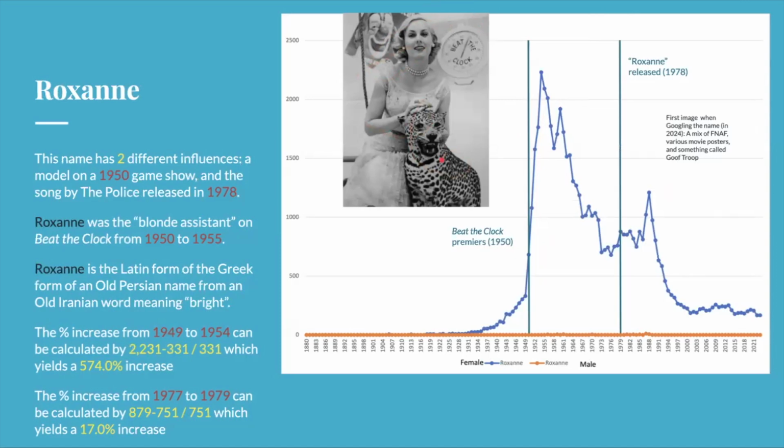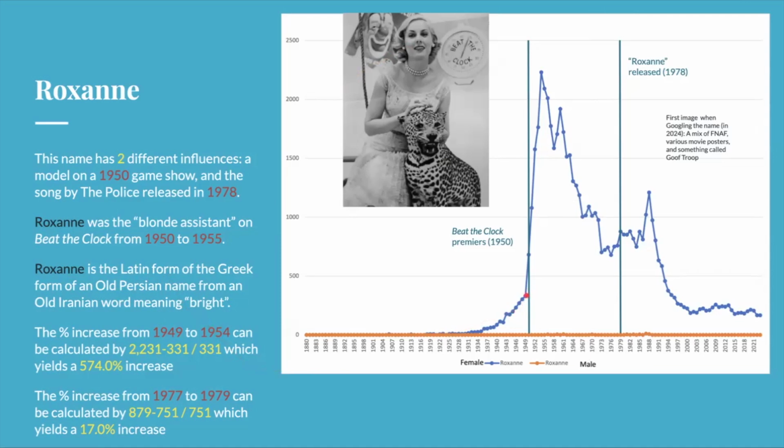Roxanne is actually one of my favorite names just purely from how we get it. So Roxanne, spelled this way, two N's and an E, is a variant of Roxanne with one N and an E, which itself is a variant of Roxana with one N and an A, and Roxana is a Latin form of the Greek form of an old Persian name from an old Iranian word meaning bright. I just love how Roxanne is totally an innocuous name, but it's from an old Iranian word.